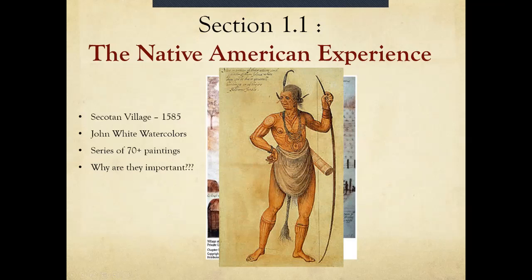But I want you to notice the way that he is depicted here. He's smiling. Yes, he's holding a long bow, a weapon, but he's smiling and he's got his hand on his hip. He doesn't look like he's standing in some sort of an aggressive posture. Think about why John White may have depicted him in this way.